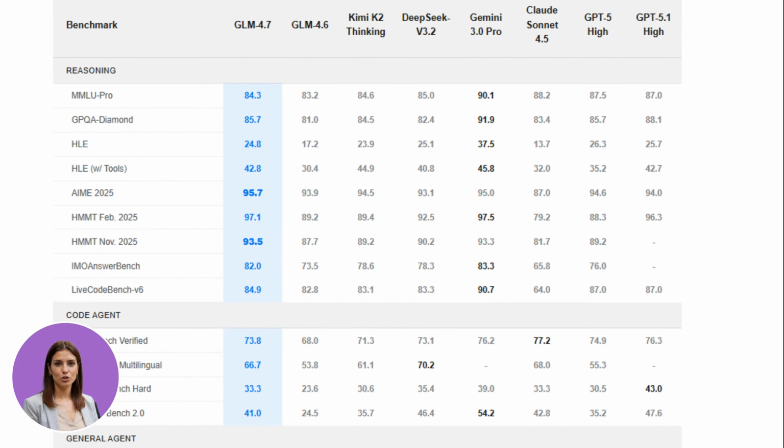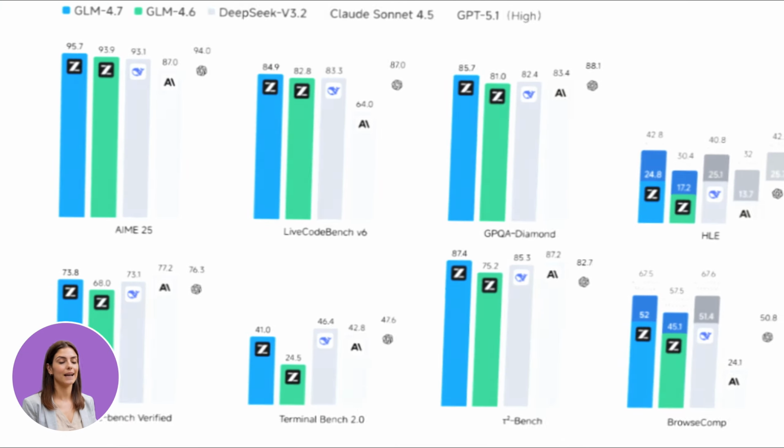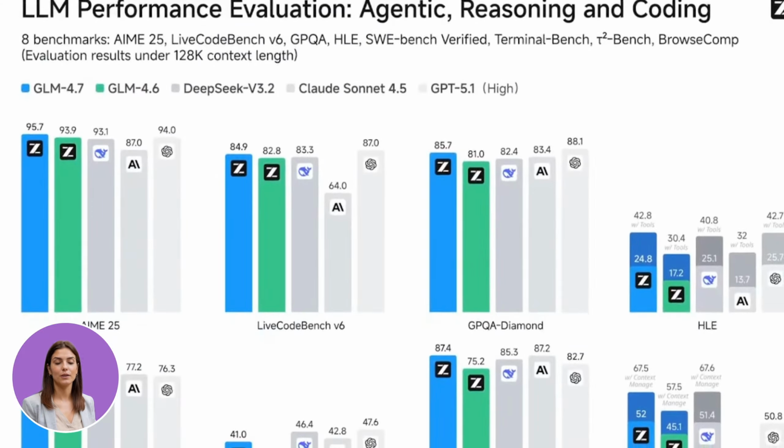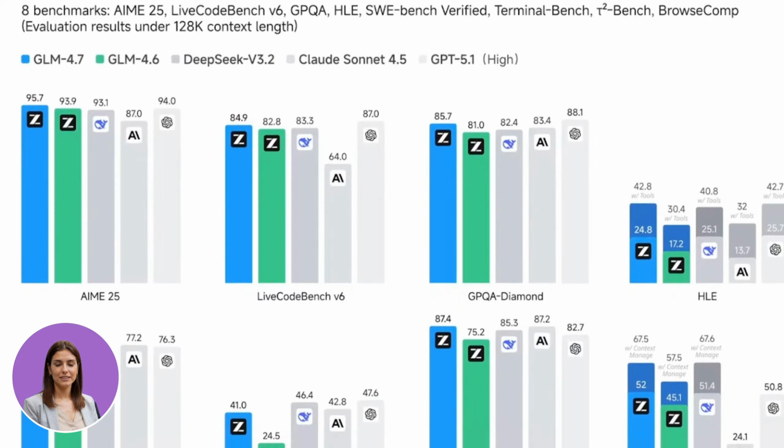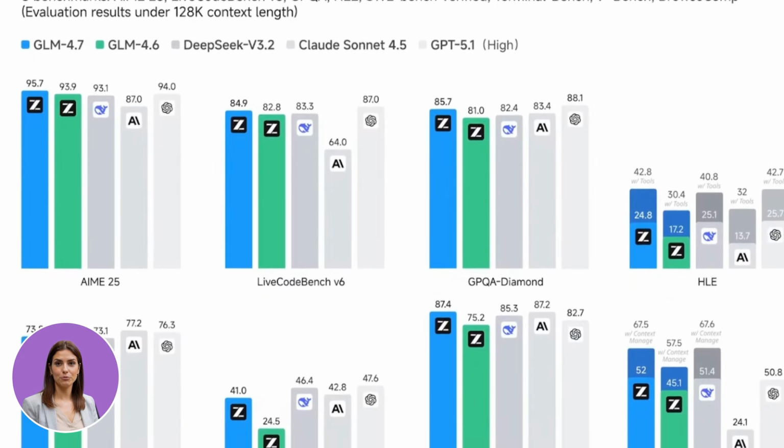But the big one is Terminal Bench 2.0. This tests how well models handle command-line tasks, complex workflows, multi-step processes. The old version, GLM 4.6, scored 24.5%.